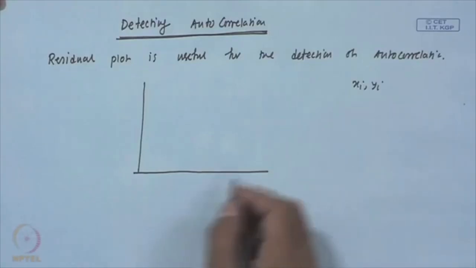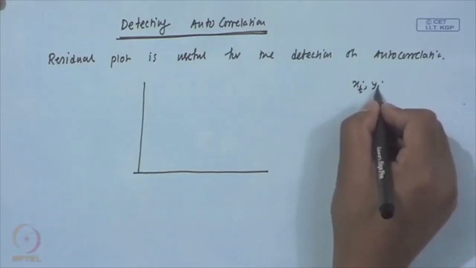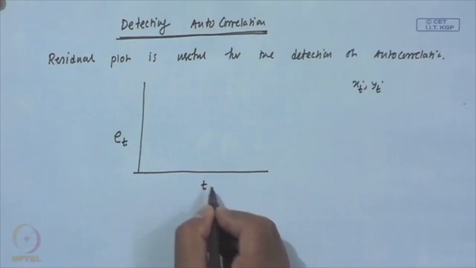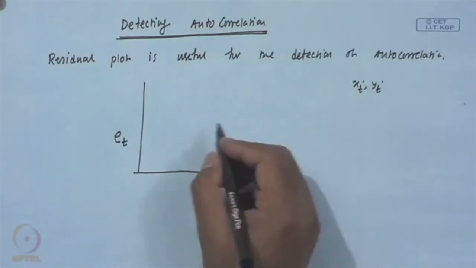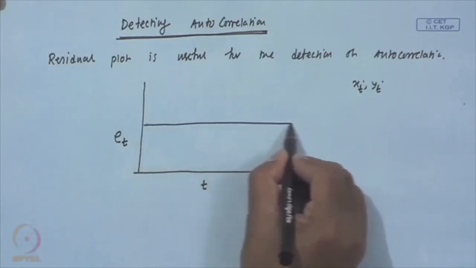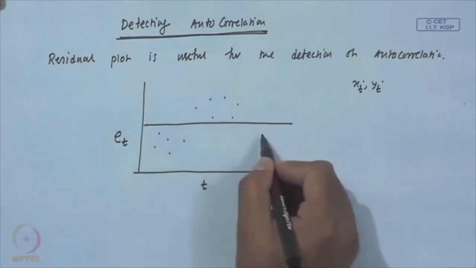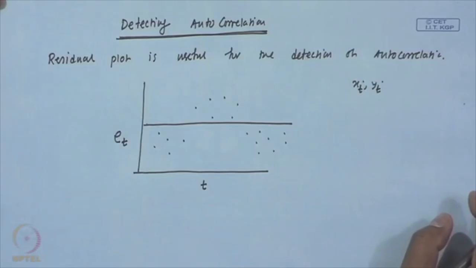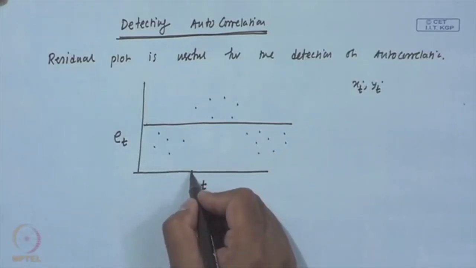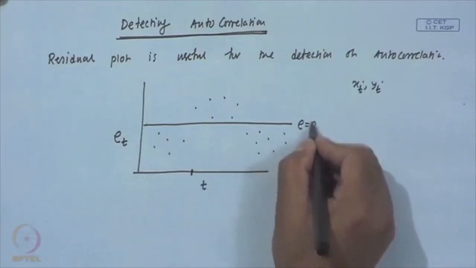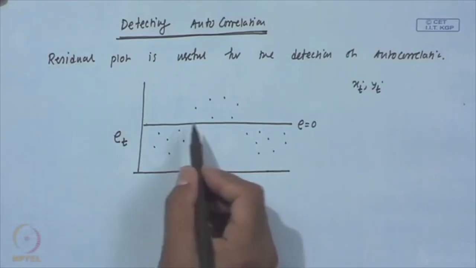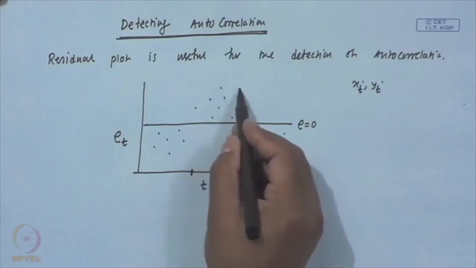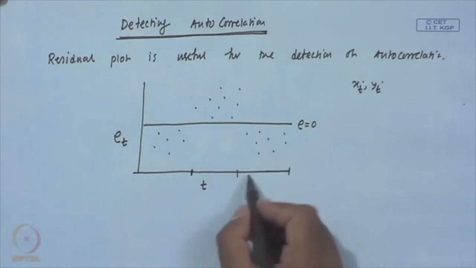the residual e_t against t, okay. And if you see that your plot is like this, say for example, this is the residual plot e_t against t. Here what happened is that till this time point, you see all the residuals, so this is the line e equal to 0, are negative, and from here to here all the residuals are positive, and again the residuals are negative in this segment.